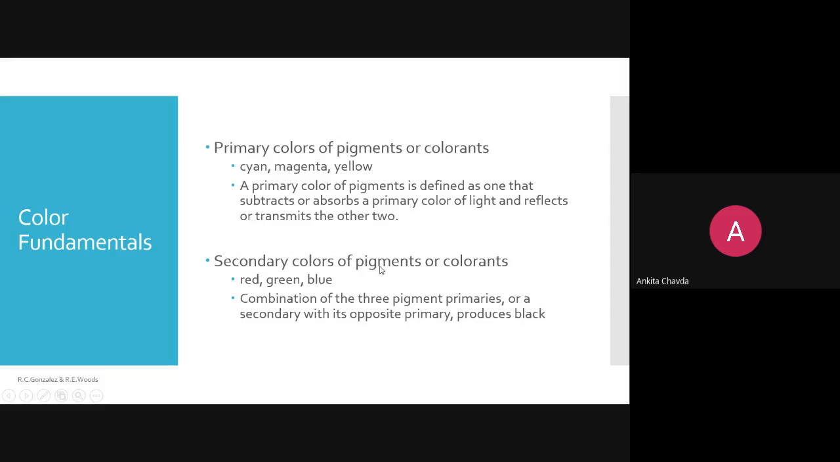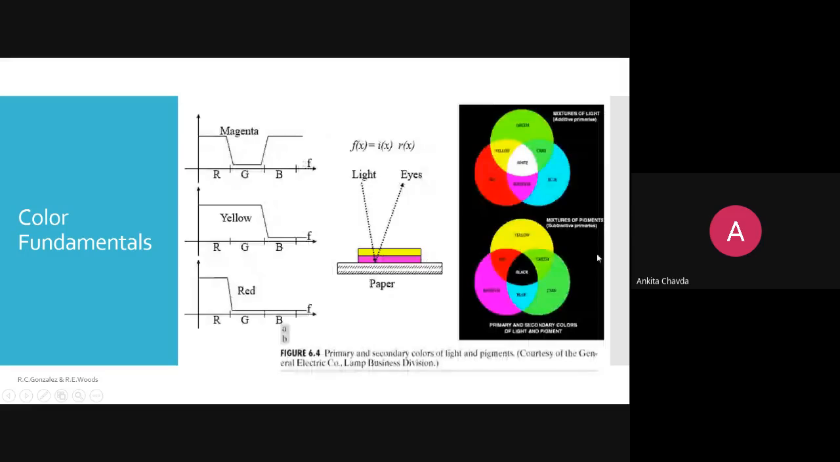And the secondary colors of the pigments or the colorants are red, green, and blue. So the combination of three pigment primaries, or a secondary with the opposite primary, will produce black. So that you can see over here. Now you can check this, and then we will see that again. This is your red, green, and blue, right? R plus G, red plus green, will be yellow. Then red plus blue will create magenta, and blue plus green will create cyan color, right?